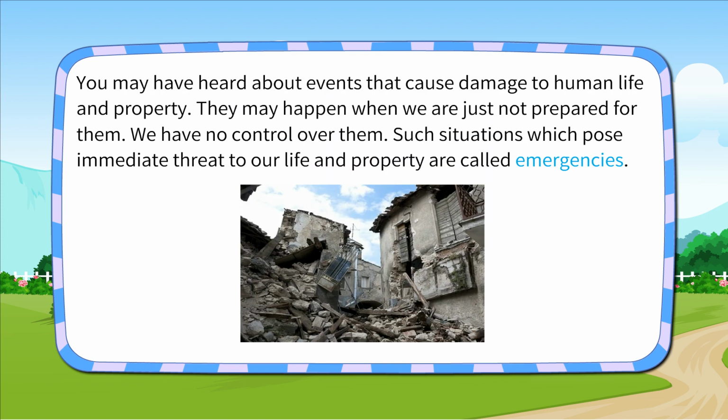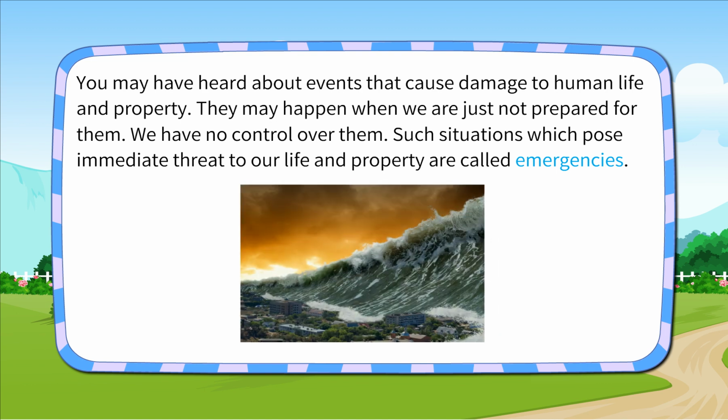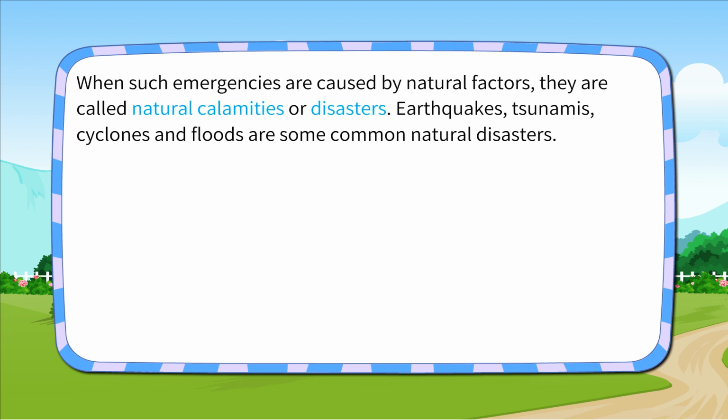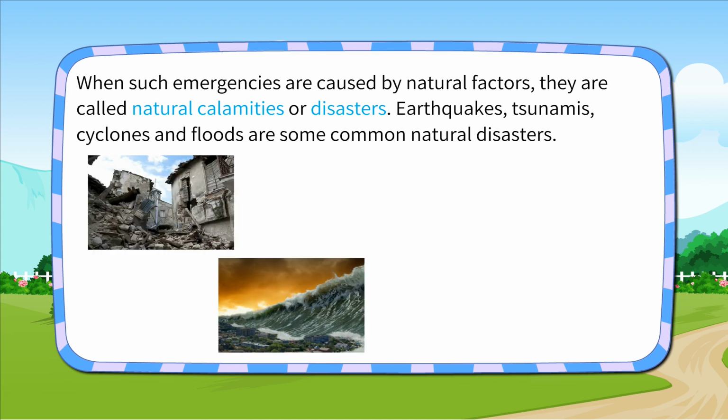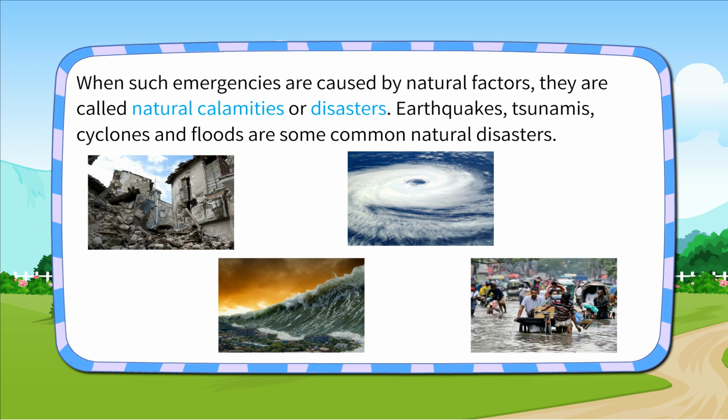You may have heard about events that cause damage to human life and property. They may happen when we are just not prepared for them. We have no control over them. Such situations which pose immediate threat to our life and property are called emergencies. When such emergencies are caused by natural factors, they are called natural calamities or disasters. Earthquakes, tsunamis, cyclones and floods are some common natural disasters.